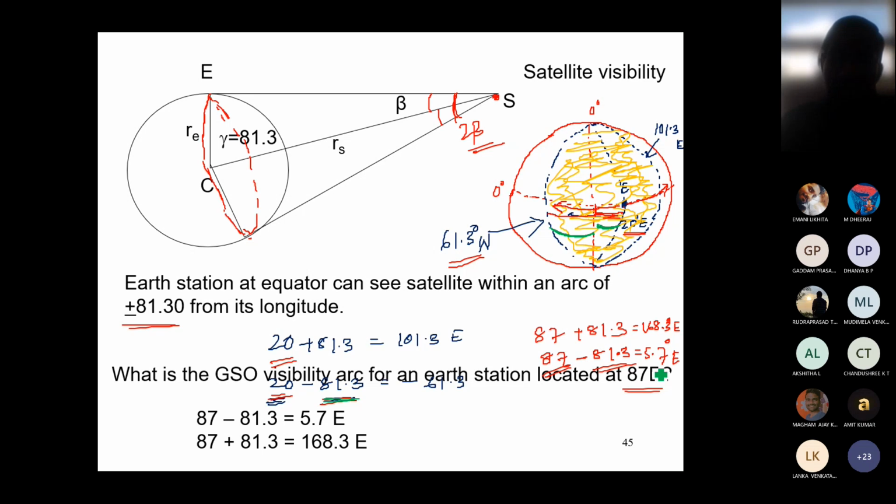What is the answer? The answer is 5.7 and 168.3. This is what we have also calculated. So from this longitude to this longitude, that means from 5.7 degree east longitude to 168.3 east longitude, the satellite is able to see.